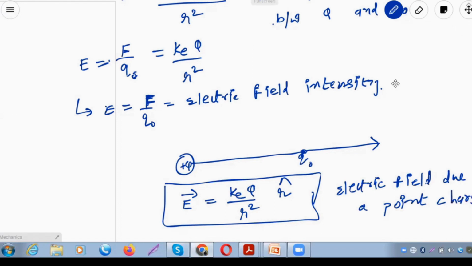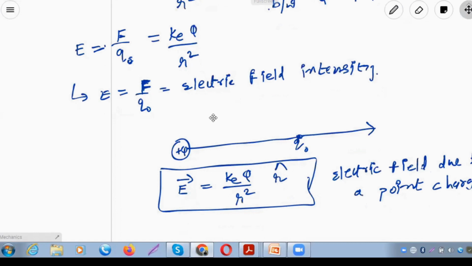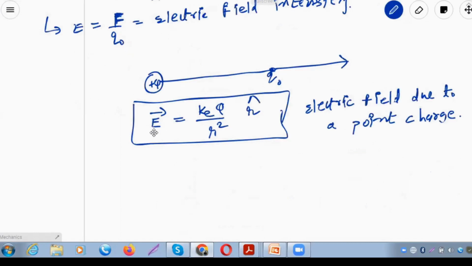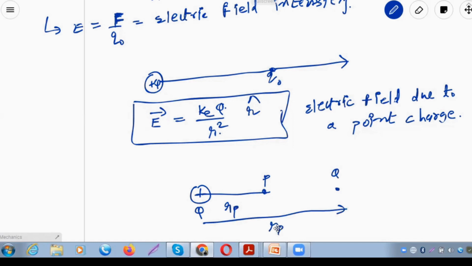Electric field due to a point charge. Now, electric field due to a point charge depends on what amount of the charge. Suppose you take two points over here, with this as the test charge Q. If I take the P point and the Q point like this, with distances RP and RQ, where will you get the more electric field?